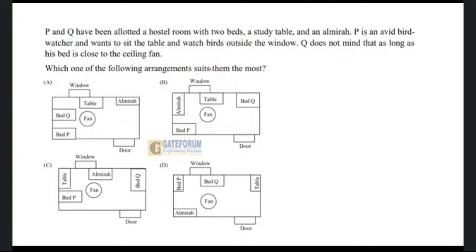Next, P must sit on the table and watch birds, right? So the table must be just before the window. But if you look at option D, if P sits at the table, there is no window from where he can watch birds. But in option A, P can sit at the table and watch birds from the window. So the arrangement that suits them the most is option A, the hostel room arrangement. And this is easy.